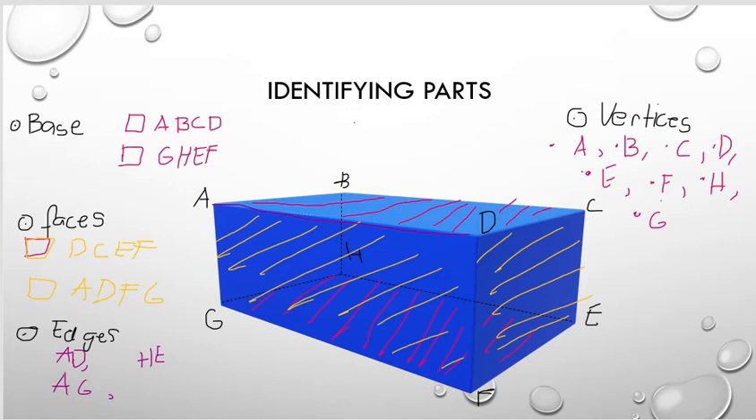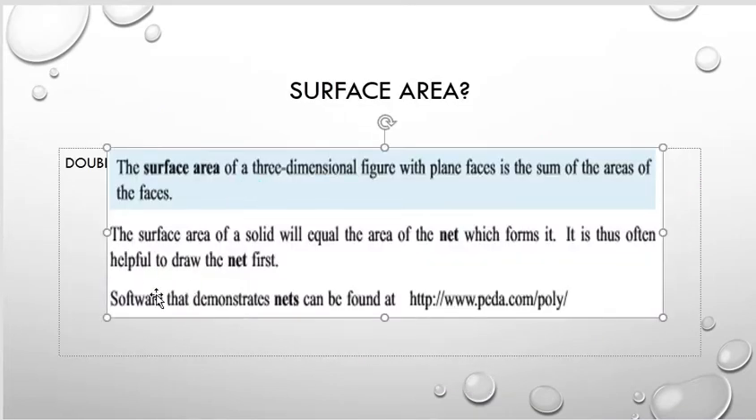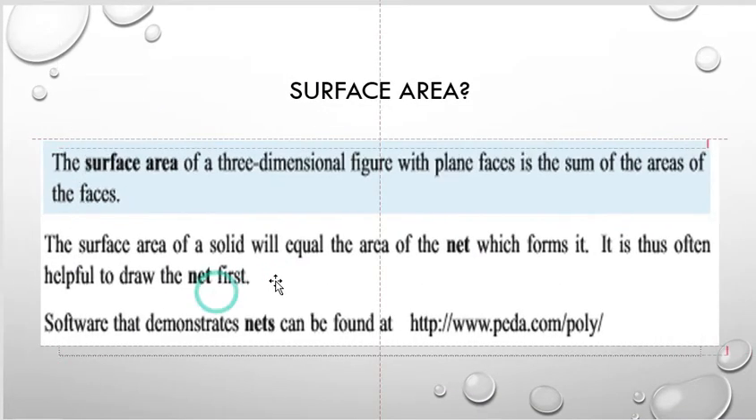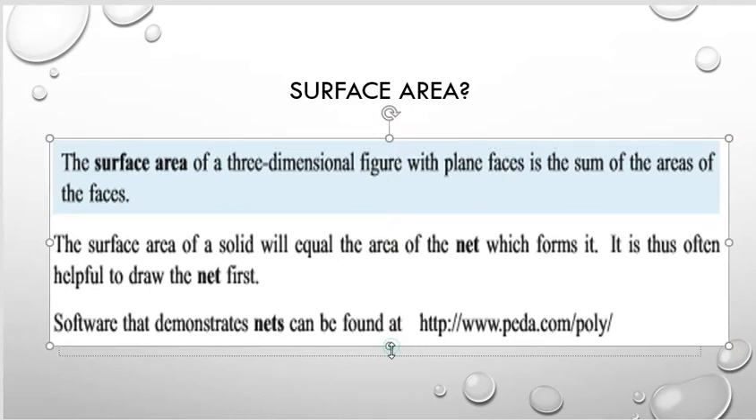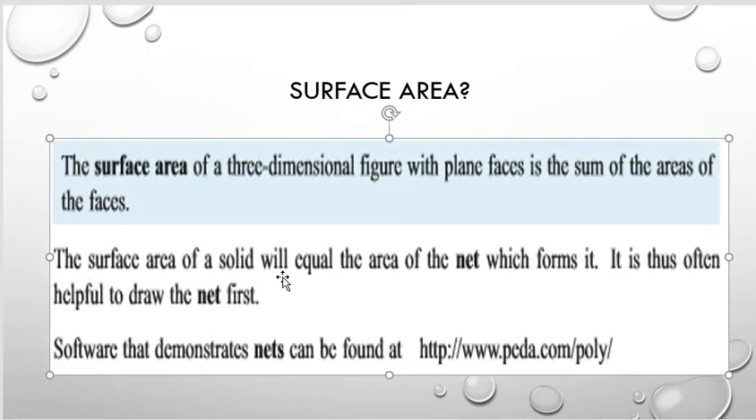So let's now go and discuss. We identified different parts of a certain solid. Now let's deal with surface area, right? So what is a surface area? The surface area of a three-dimensional figure with plane faces is the sum of the areas of the faces. The surface area of a solid will equal the area of the net which forms it. It is thus often helpful to draw the net first.